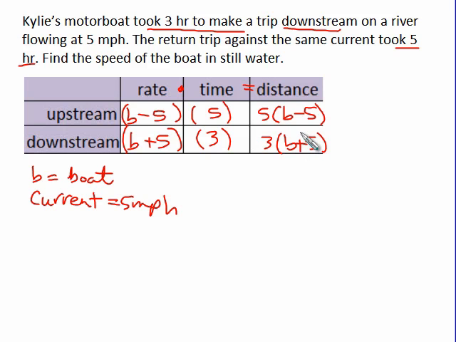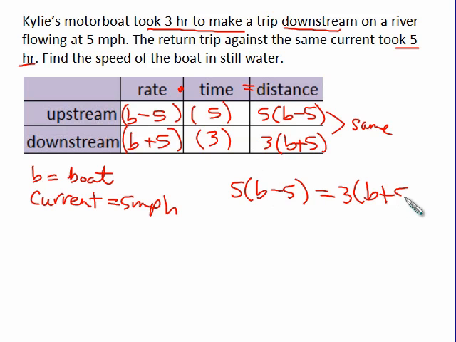Now we need an equation to solve. Since we only have one variable here, I need one equation. Well, since they're going up the river and then going back down the same river, these two distances must be the same. So my equation is that 5 times b minus 5 must be the same as 3 times b plus 5. So I'll go ahead and solve this equation.